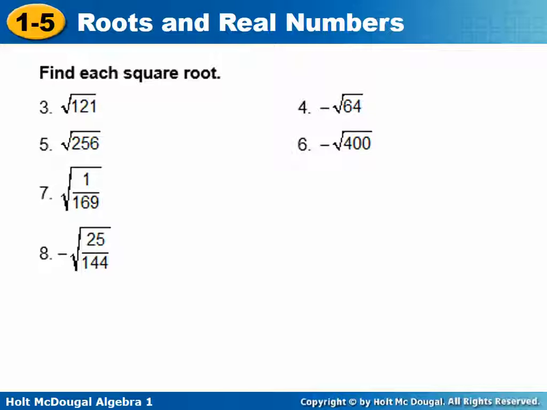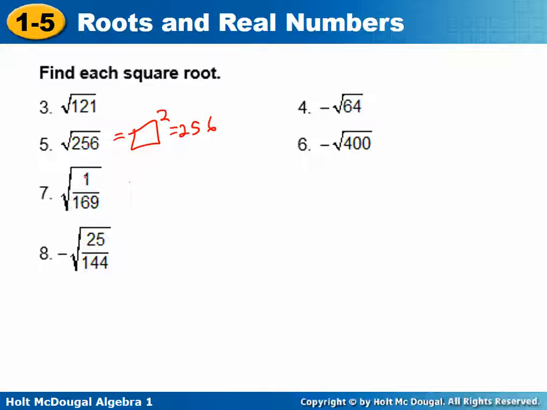Here are the problems from your worksheet. You can see that these are all square roots. So the square root of 121, that one you can find in your table, the square root of 256. So you have to find something that's squared that would equal 256, and the number that goes in the box is your answer. So try some different numbers and see what you get.